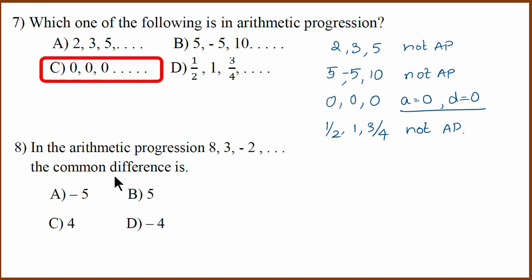What about this question? What is the common difference? The common difference is given by second term minus first term. So it will be minus 5. The correct answer is A.